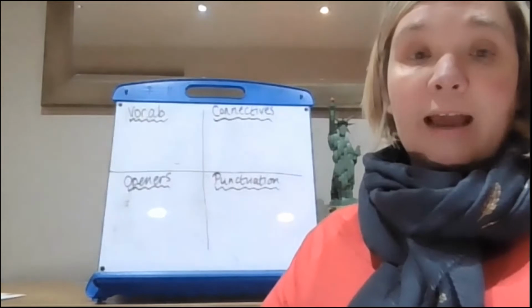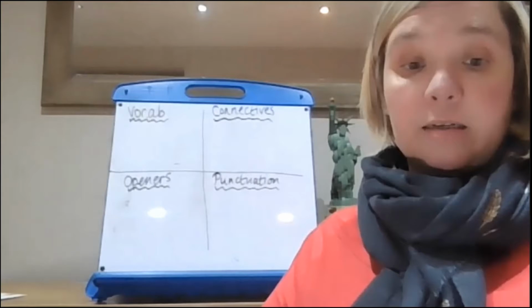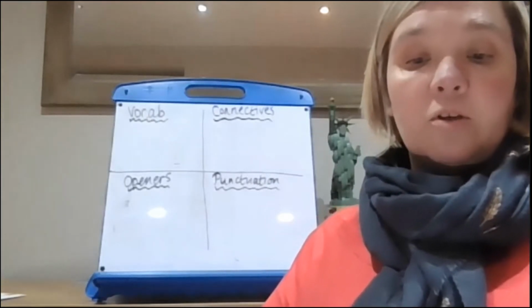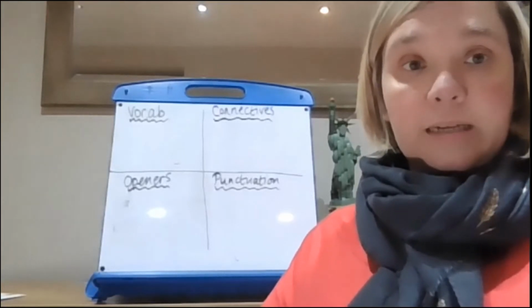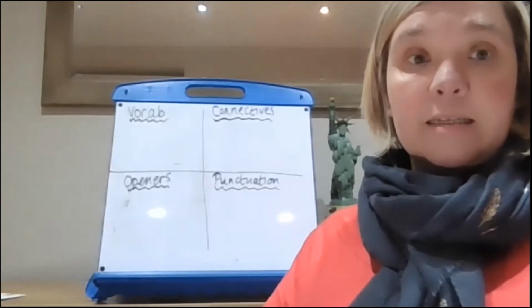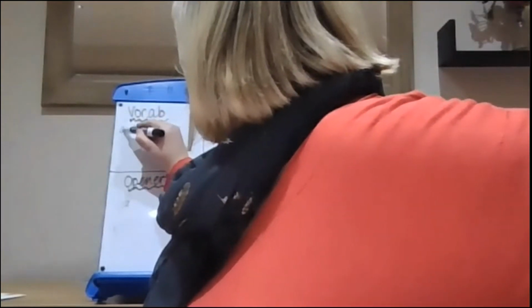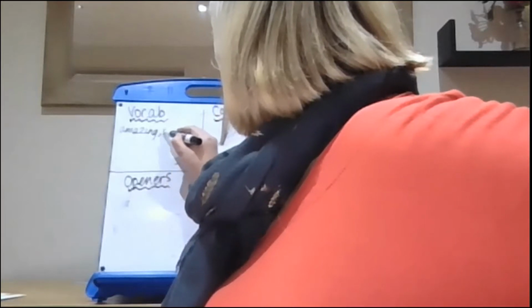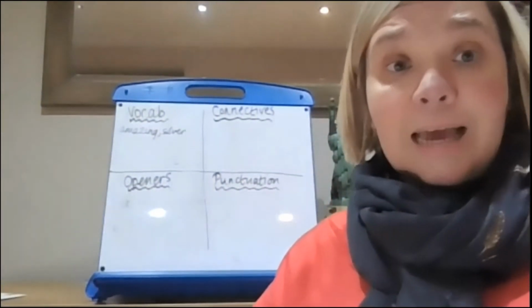Well, straight away, our vocab tells us that we've got a double adjective sentence. And what is that in that sentence? The amazing silver time machine landed with an almighty thud. Well, hopefully you've picked out that the double adjective in that sentence is amazing silver. So we can write amazing silver.